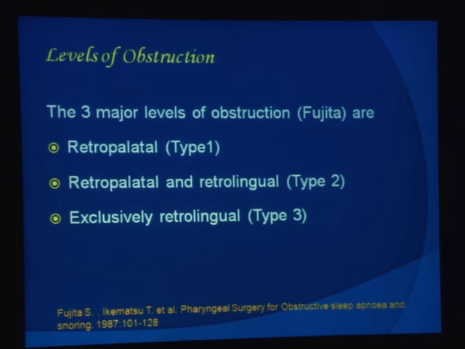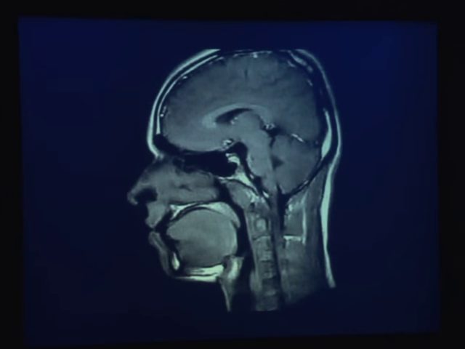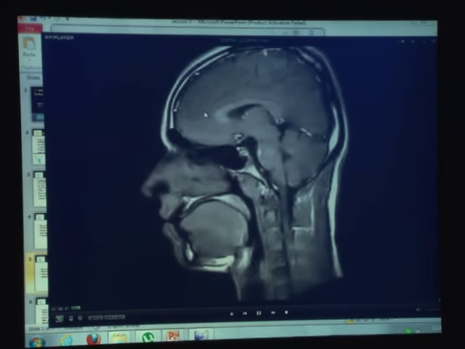So for the level of obstruction, we have 3 levels according to Fujita's classification: retropalatal, retrolingual, and exclusively retrolingual, which is type 3. So this is a dynamic MRI. You can see this patient came as a primary snorer. The nasal component is mild, and there is adequate space behind the palate and behind the tongue base. Next.